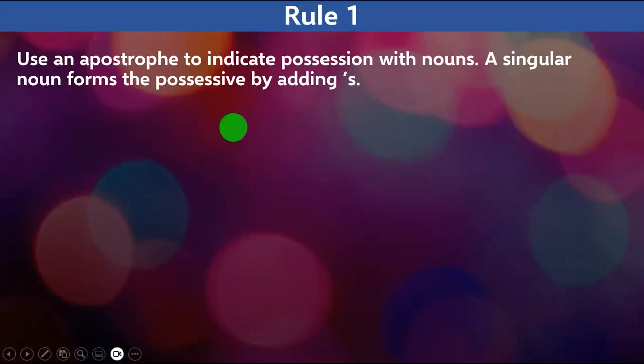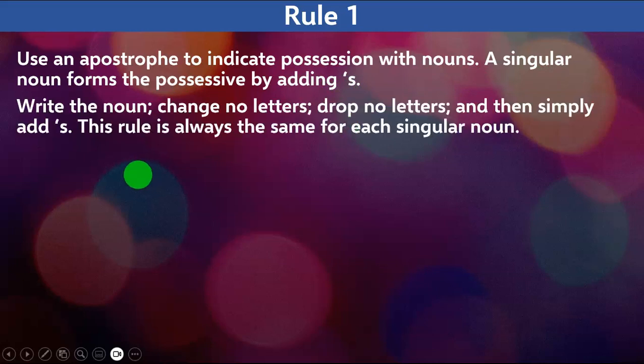Now, rule number 1 says, use an apostrophe to indicate possession with nouns. A singular noun forms the possessive by adding apostrophe and s. Right, so that is the first rule. Now, how do you do that? Write the noun, change no letters, drop no letters, and then simply add apostrophe and s. This rule is always the same for each singular noun.